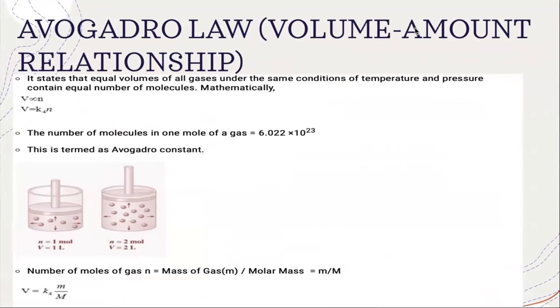What Avogadro's law states is that equal volumes of all gases under the same condition of temperature and pressure, that means when temperature and pressure are constant, contain an equal number of molecules. Again, Avogadro's law states that equal volumes of all gases under the same condition of temperature and pressure contain an equal number of molecules. So let's try to prove it mathematically.